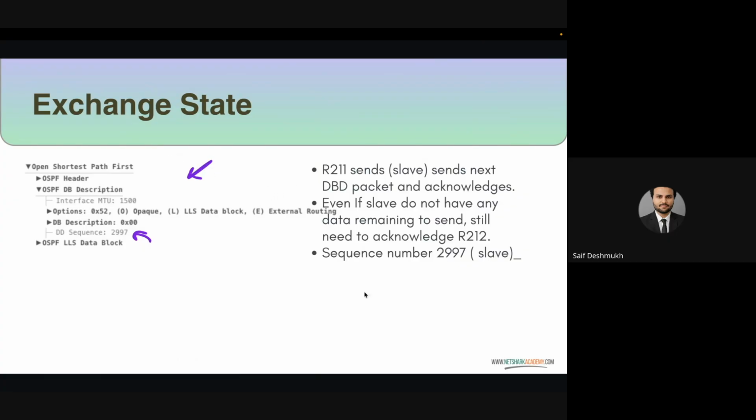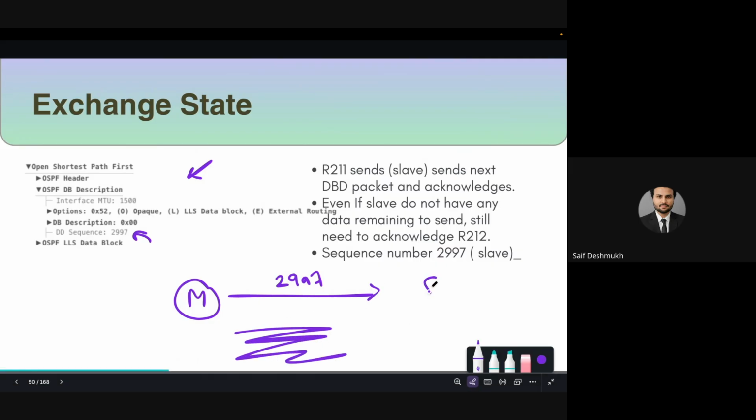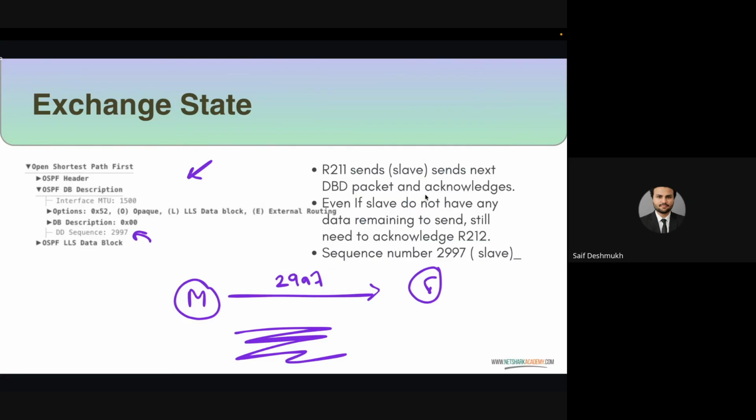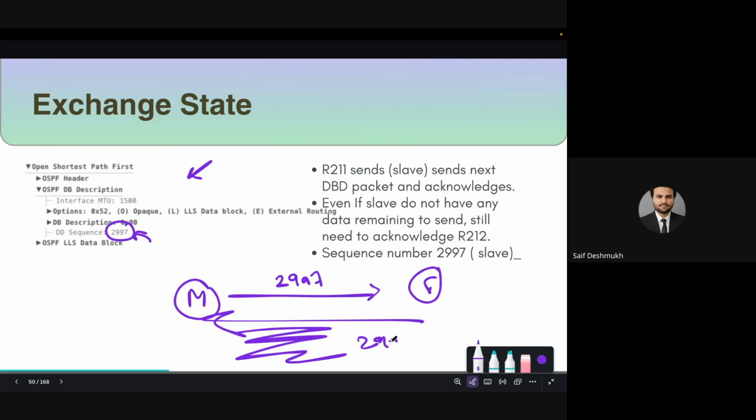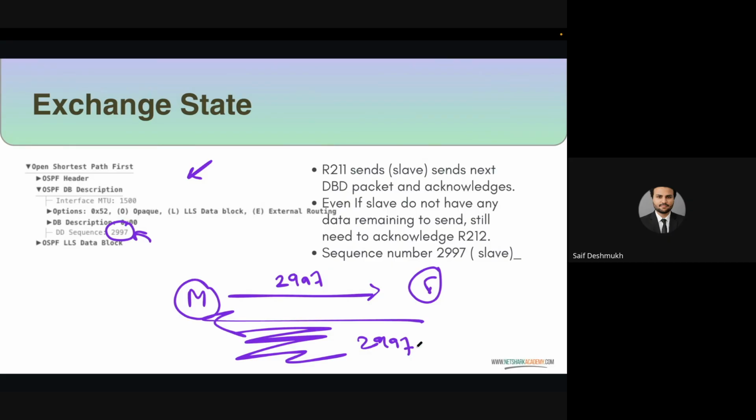Let's assume that the master has sent one packet, 2997, the next packet, and it had some information in it. Say the slave received it. Even if the slave does not have any data remaining to send, it's still going to respond with an empty DBD with the same sequence number. So it's serving like an acknowledgement for the DBD packet. And so that's the summary of what is happening in exchange state.